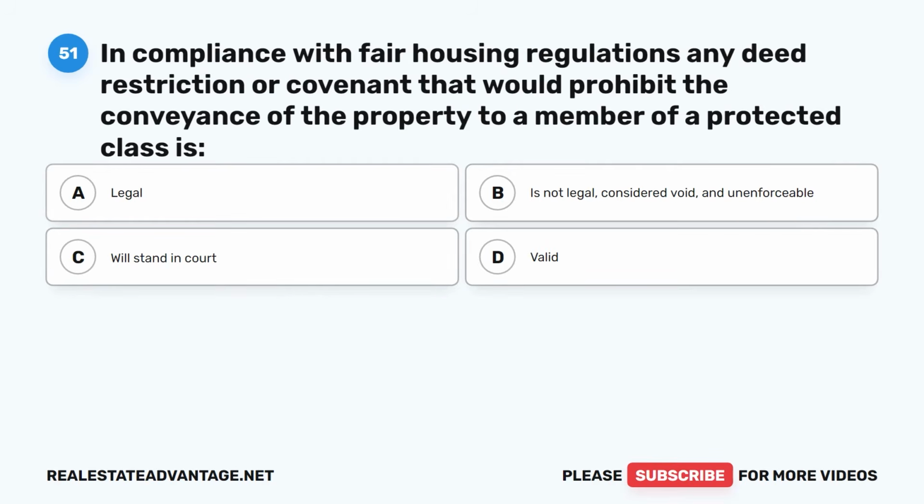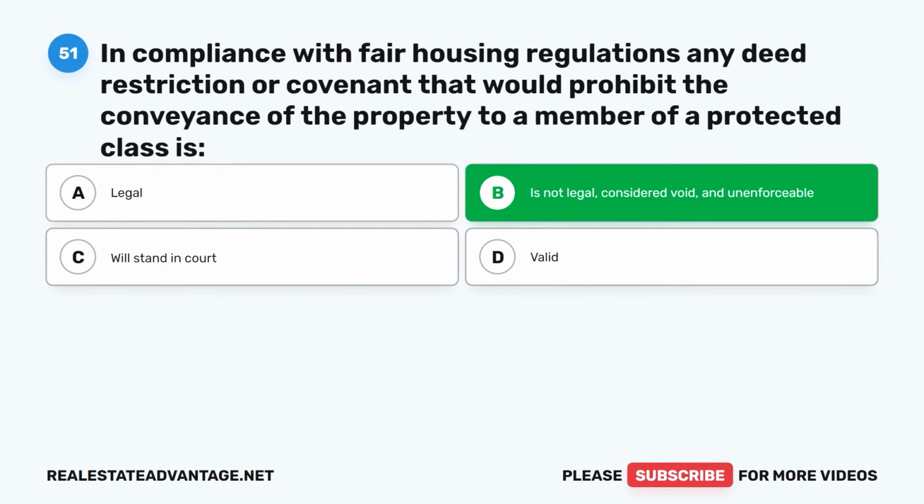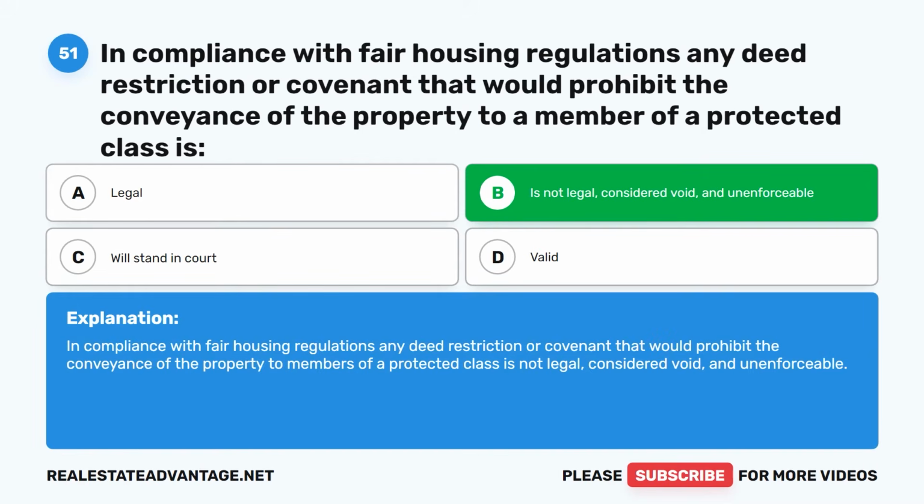Question 51. In compliance with fair housing regulations, any deed restriction or covenant that would prohibit the conveyance of the property to a member of a protected class is A. Legal. B. Is not legal, considered void, and unenforceable. C. Will stand in court. D. Valid. The correct answer is B. Is not legal, considered void, and unenforceable. In compliance with fair housing regulations, any deed restriction or covenant that would prohibit the conveyance of the property to members of a protected class is not legal, considered void, and unenforceable.